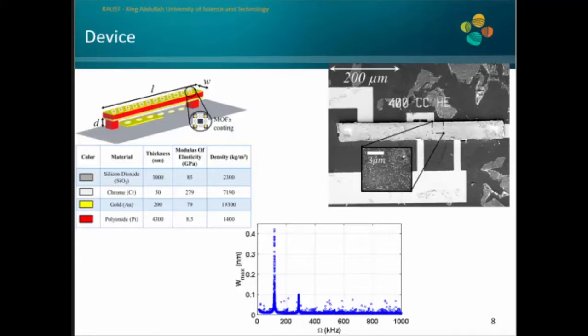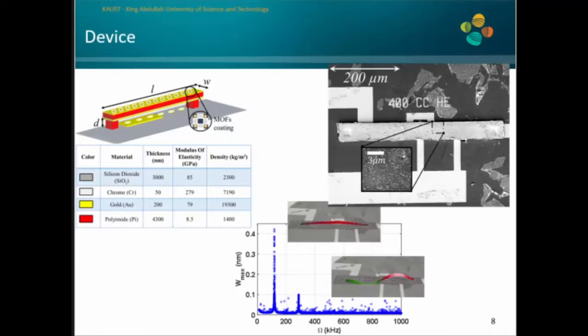And this is the SEM image of our fabricated clamped microbeam. The inset here shows the uniformity of the MOF coating on our resonator surface. Now, as an initial characterization step, we start with the white noise test, where we actuate our resonator with a white noise signal that has frequency components from DC to 1 megahertz. Whenever any of these frequencies matches the mechanical resonance frequency, we will get a resonance peak. By scanning the vibration at different points along the beam length, we can see the clamped microbeam mode shape.